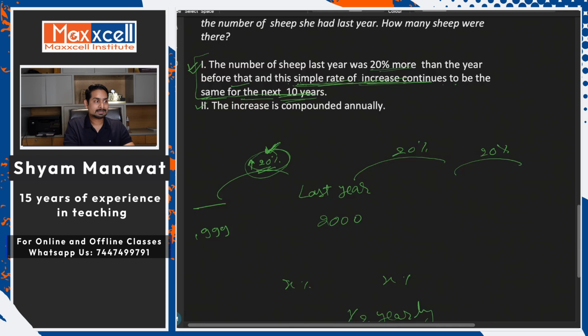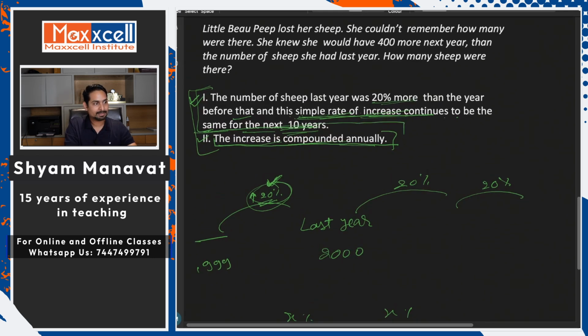If you count statement number 2, which says the increase is compounded annually, there's a lot of relief. Because here it clearly states that the increase is compounded annually. Now will you be able to answer this question by only the second statement? That also we have to check. Only the second statement has nothing. It says the increase is compounded annually. So statement number 2 has no additional data. That statement number 2 will support statement number 1.